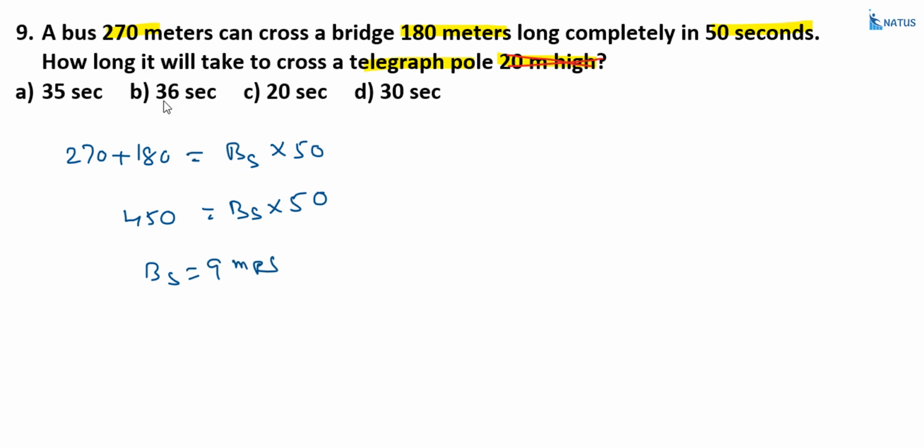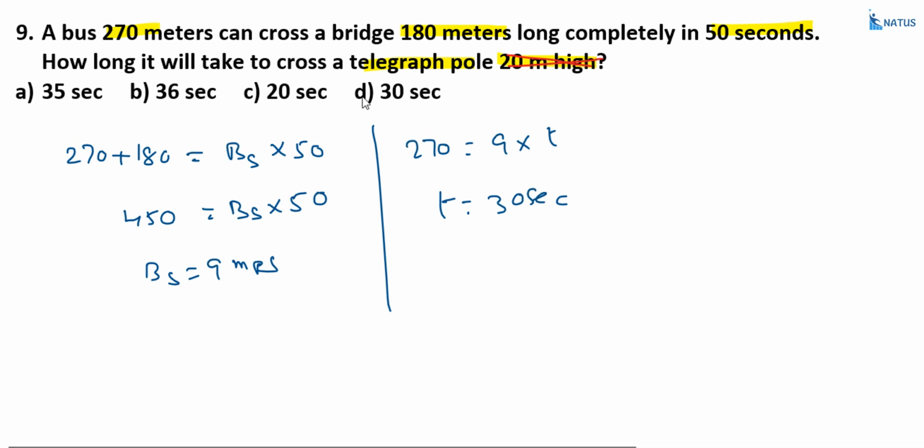Now, what we require is how long it will take to cross a telegraph pole. What is the length of the bus? 270 is equal to bus speed 9 times the time. Let us take the time as T. So the time is equal to 30 seconds. Option D is the correct answer.